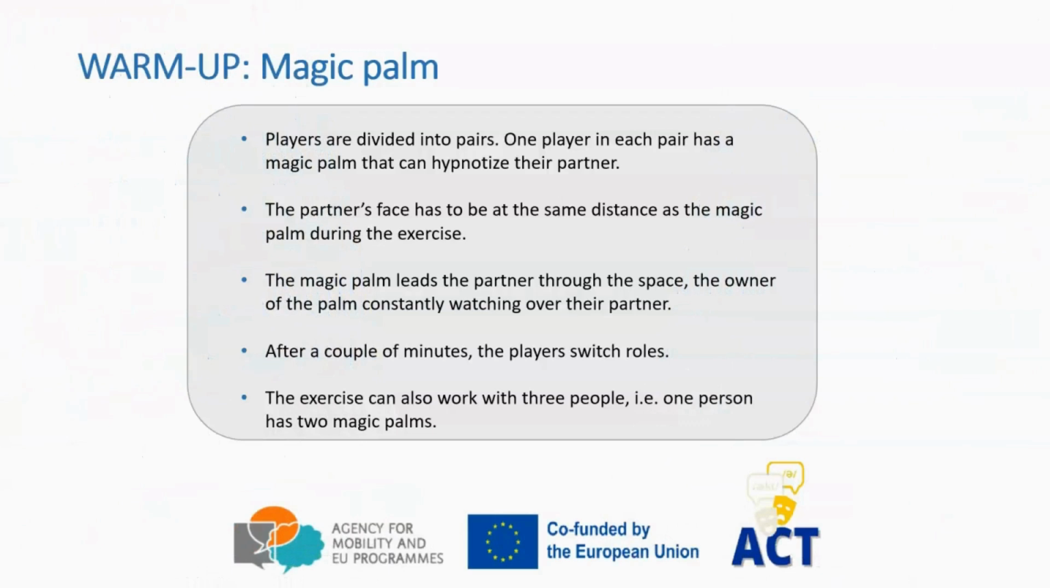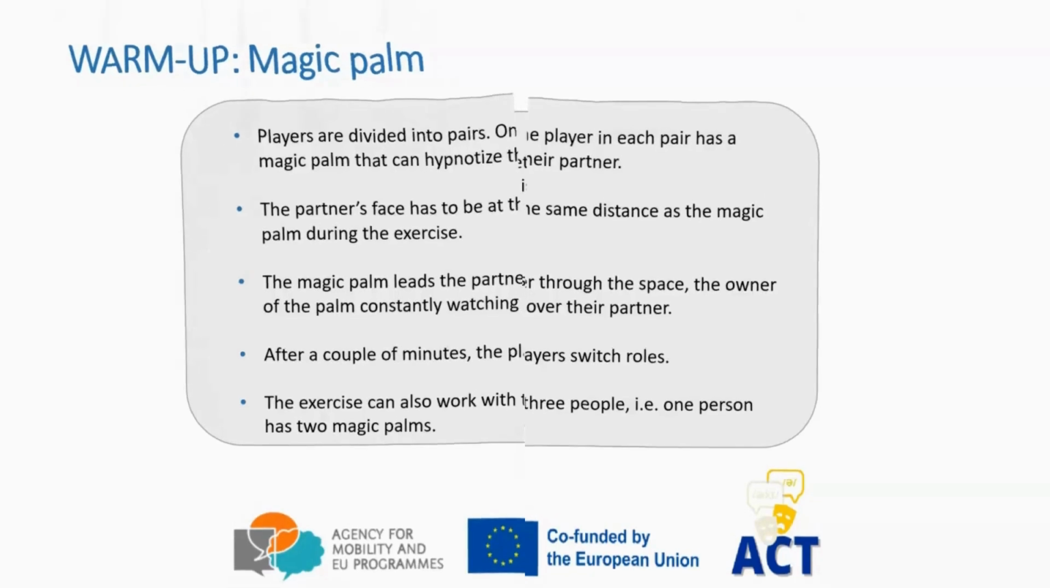Warm-up. Magic Palm. Players are divided into pairs. One player in each pair has a magic palm that can hypnotize their partner. The magic palm leads the partner through the space, the owner of the palm constantly watching over their partner. After a couple of minutes, the players switch roles. The exercise can also work with 3 people. That means one person has 2 magic palms.